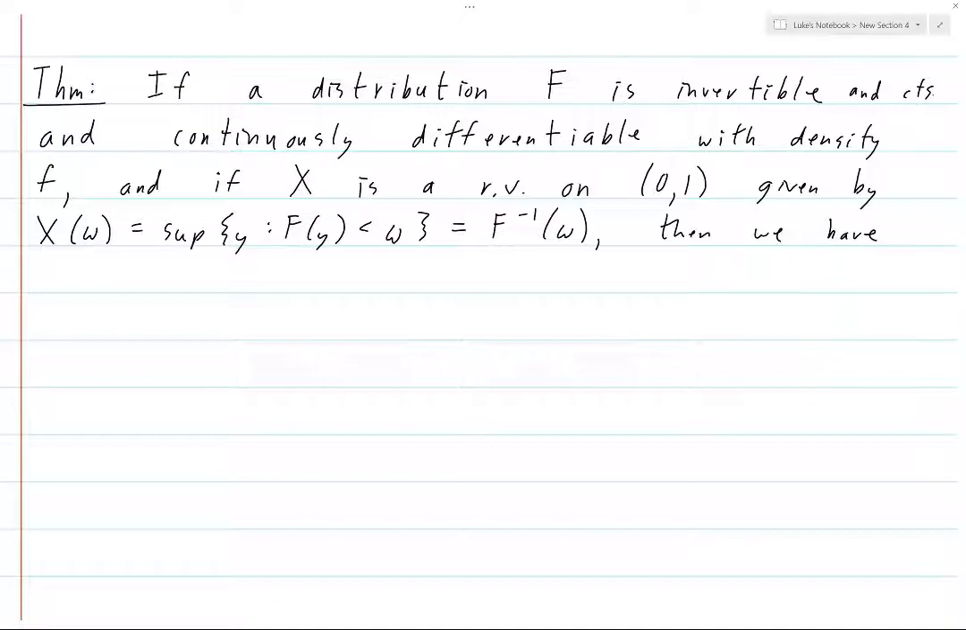Okay, but here's where we're going. We want to compute the expected value of X to the k, because this is how we find the kth moment of X, this random variable. And we can compute it in this way. We take the integral from F inverse of 0 to F inverse of 1 of y to the k times f of y dy.